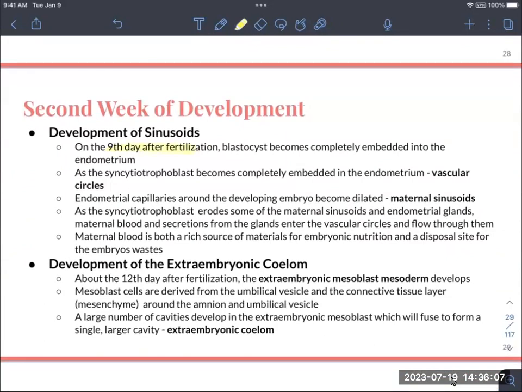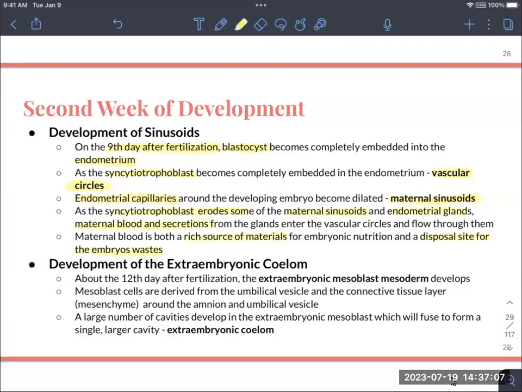So on the 9th day after fertilization, this blastocyst is completely embedded. The syncytiotrophoblast, as it becomes completely embedded, has these vascular spaces. Those endometrial capillaries start to become dilated, forming sinusoids. The syncytiotrophoblast is going to erode some of these maternal sinusoids and the endometrial glands. Maternal blood and secretions from these glands are what's going to help provide nutrients, and it gives a disposal site for the wastes from the embryo as everything is starting to develop.